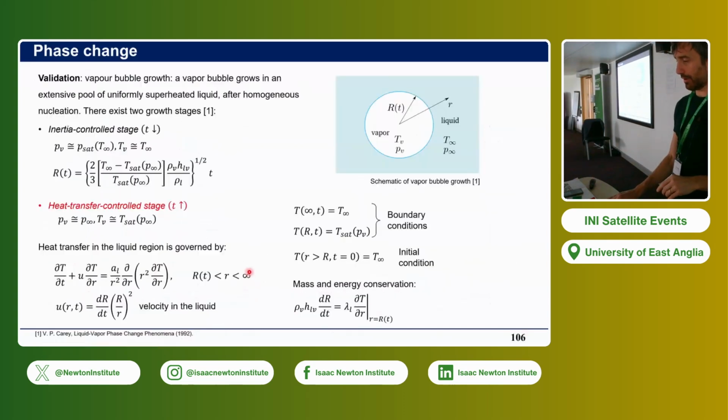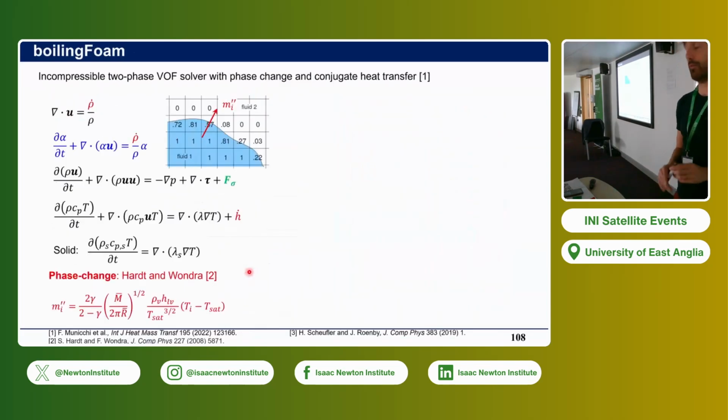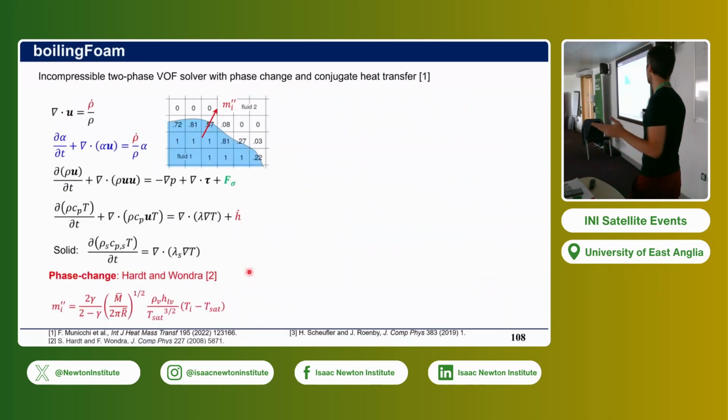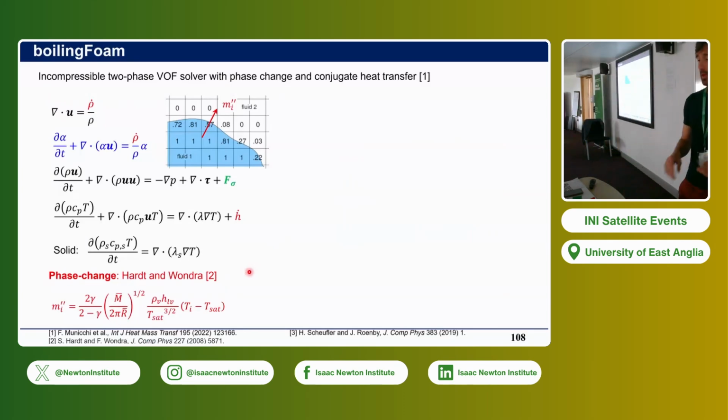Okay, so I'm going to move forward looking a bit more into the details of the solver we have created. The solver we have is an incompressible two-phase VOF solver with phase change, thermally driven phase change, and conjugate heat transfer. Conjugate heat transfer means it solves fluid and solid coupled. So we have continuity, volume fraction, momentum, and energy equations in the fluid, each of them with some source terms on the right, and these are the evaporation source terms. For phase change, we also solve the heat conduction equation in the solid.